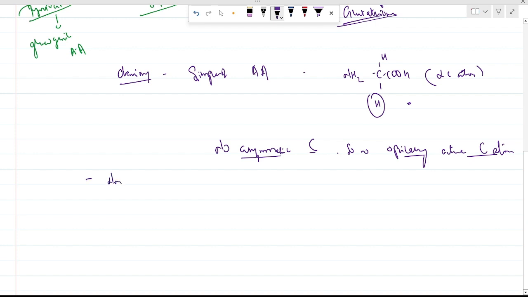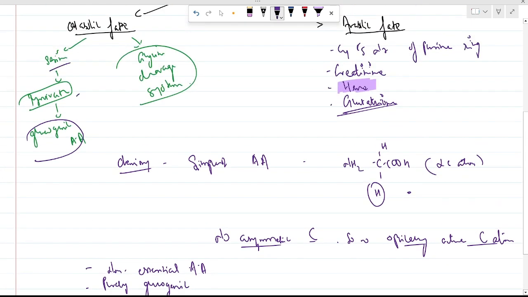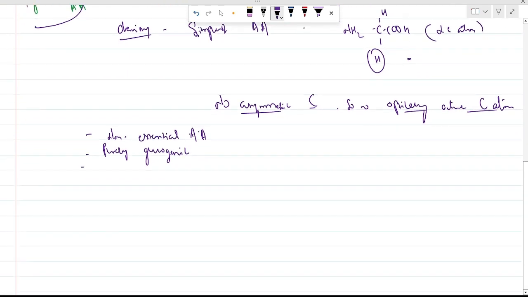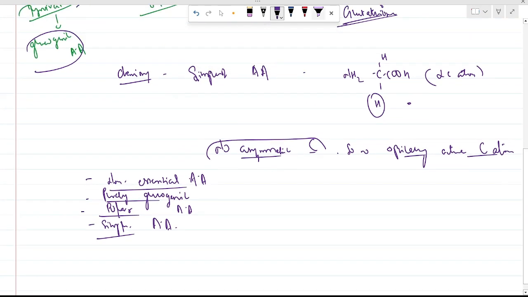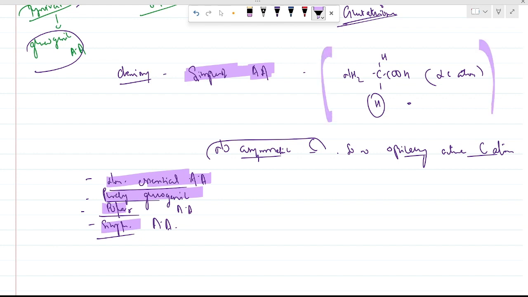Some other features: this is a non-essential amino acid. All the features we'll lay down. It is purely glucogenic. Glycine, through pyruvate, serine and pyruvate, enters the glucogenic pathway, so it is purely glucogenic. Moving on, it's a polar amino acid. A polar amino acid can generate charges. It's a simple amino acid. Polar, simple, purely glucogenic and non-essential, along with no asymmetric carbon, and the fact that it's the simplest amino acid. Here is the structure of glycine.